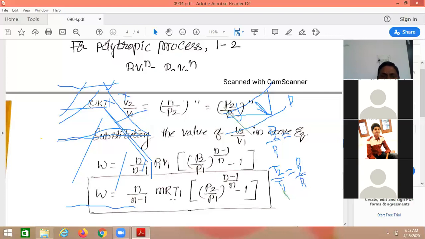The same is also written as n by (n minus 1) m R T1 [(P2 by P1) whole power (n minus 1) by n minus 1]. We assume that throughout the compression, the gas behaves as an ideal gas. From the ideal gas equation of state, PV equals mRT, so for state point 1, P1 V1 can be replaced by mRT1. That is what we can write. No clearance is considered for the compressor, so this can be done.